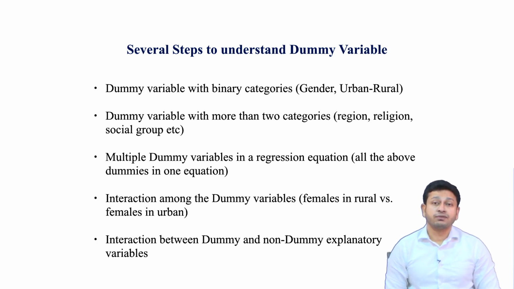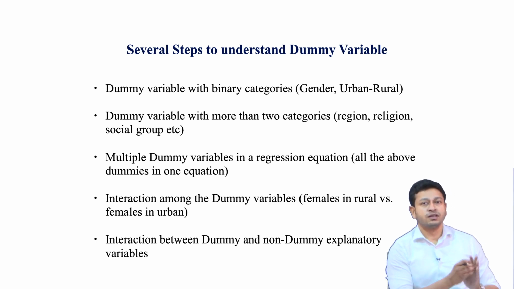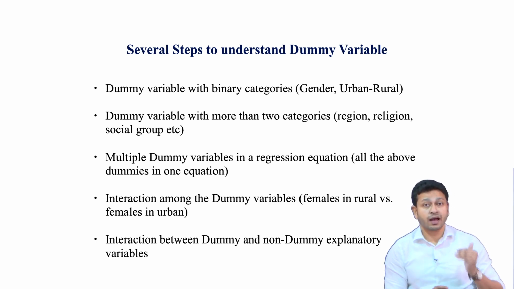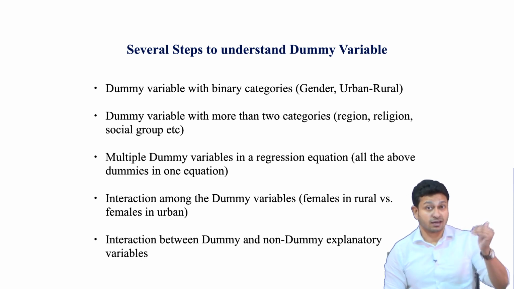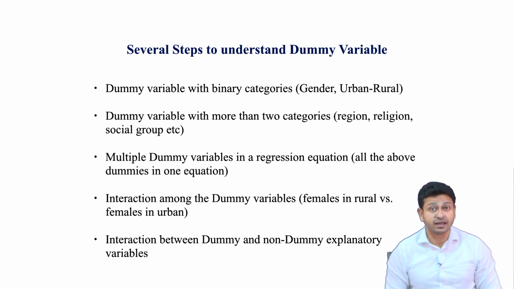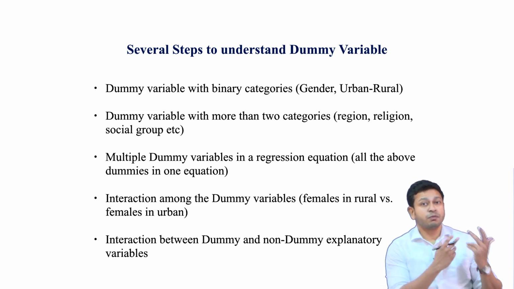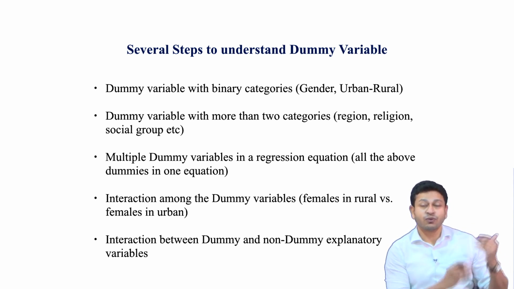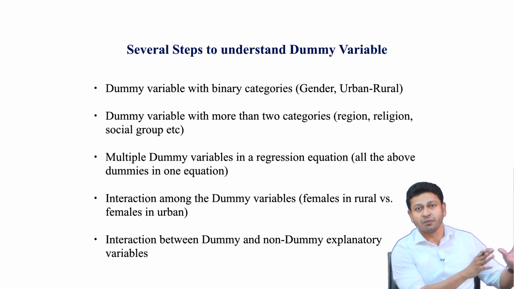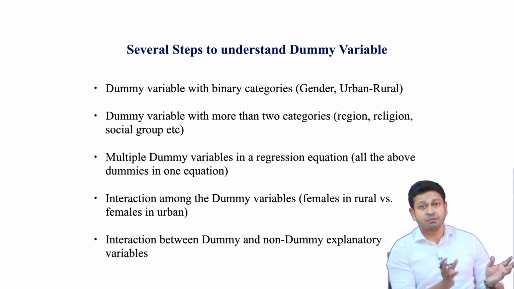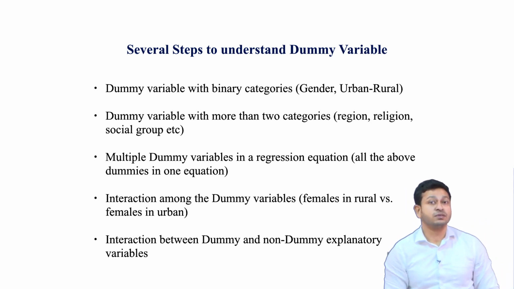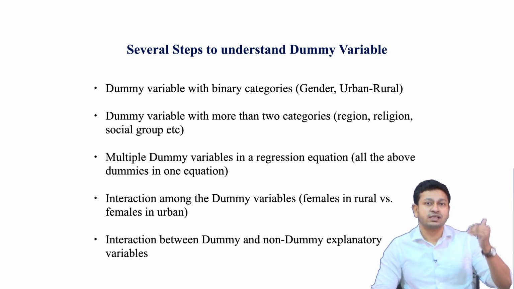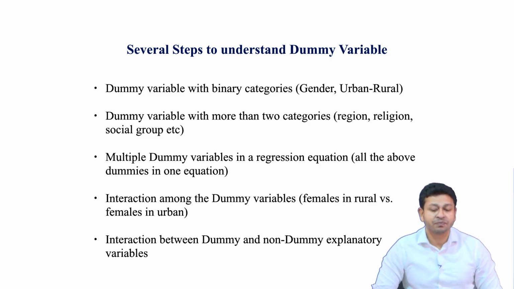Then we can have more than two categories. In the examples I've given, if it is a social group, you have SC, ST, OBC, general, at least these four social categories in India. Then you don't have a binary category, you have four categories, and these are talking about the same overall population. These are different subpopulations within the overall population. How do you show the subpopulations when you have more than two?